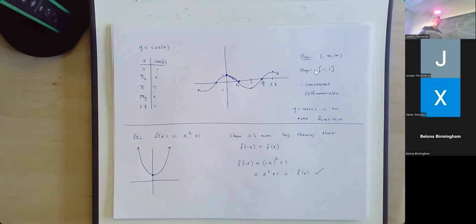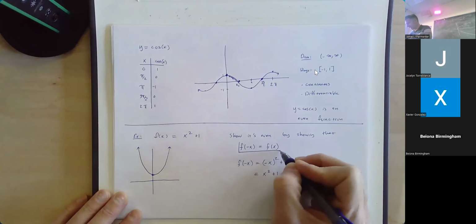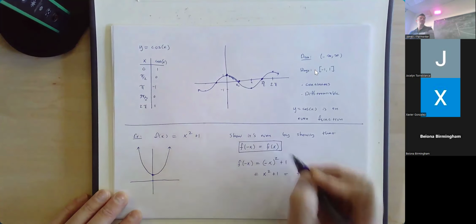We can't just do it for one number, though. If you show that f of 3 equals f of negative 3, that is supporting evidence that it's an even function, but that doesn't actually prove it's an even function. So you have to show that this is true for any x in the domain of the function.